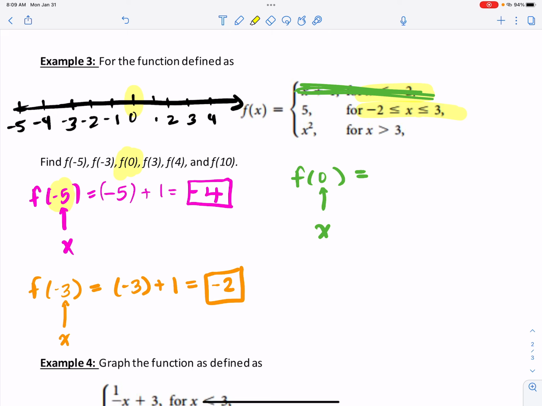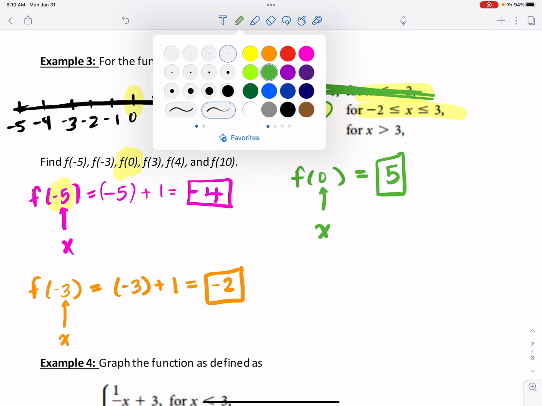So I'm going to use the second equation, which just says 5. There's not even an x. So you're not even going to have to plug 0 in. It's just going to equal 5. Your y value will automatically be 5 if your x value is between -2 and 3. All right, go ahead and do the remaining ones.